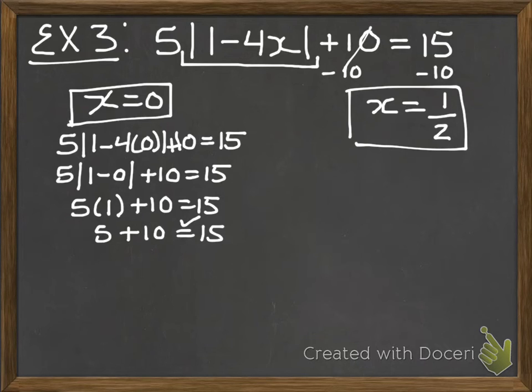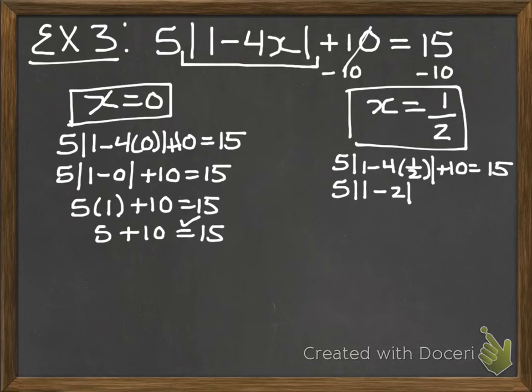So that solution does work. The other solution was that x equals 1/2. So again, if x equals 1/2, let's go to our original equation. So we had 5 times the absolute value of 1 minus 4 times 1/2, plus 10. We want to see if that indeed equals 15. So that's 5, absolute value of 1, negative 4 times 1/2 is going to be minus 2. Oh, and that's missing up there. Plus 10 equals 15.